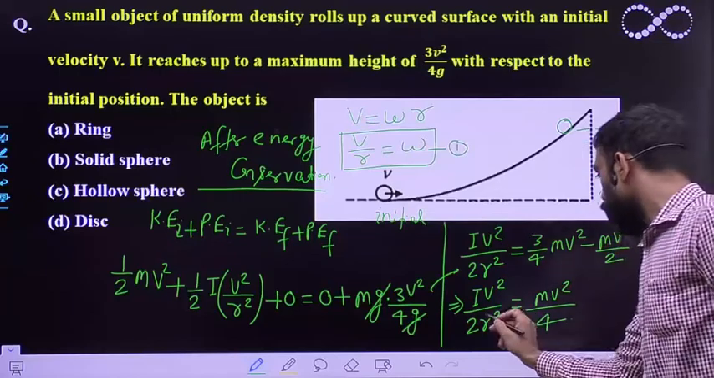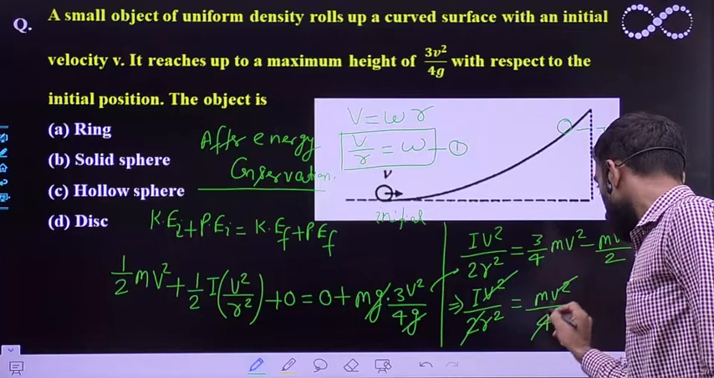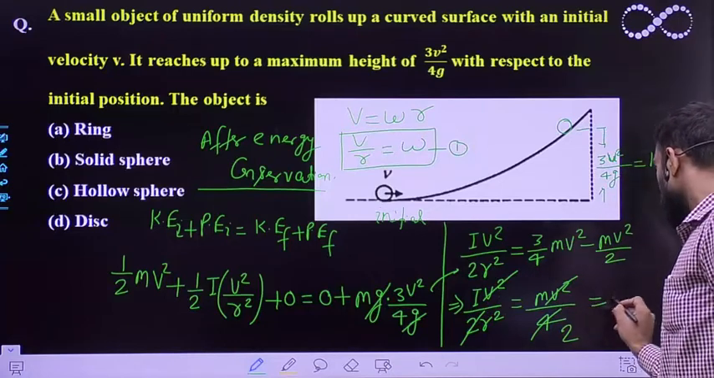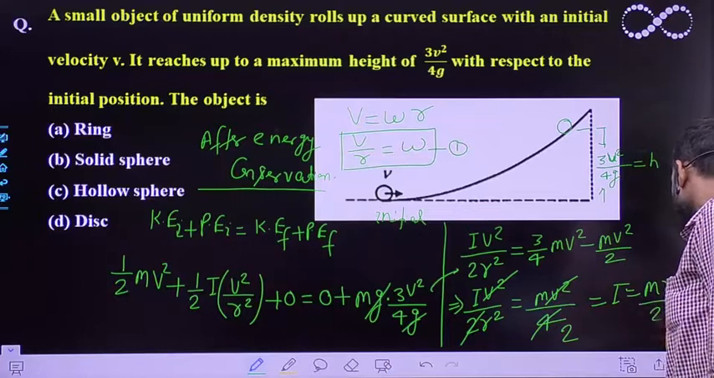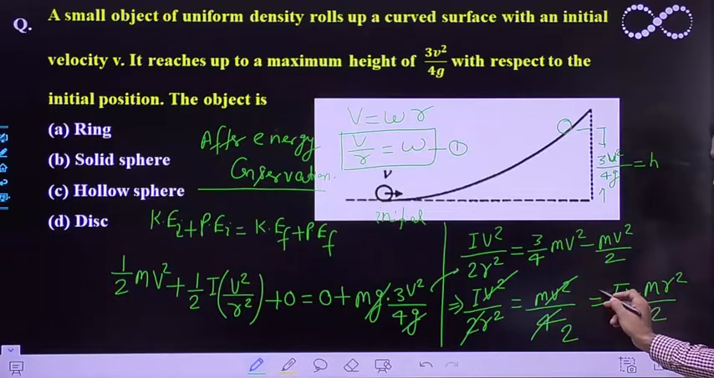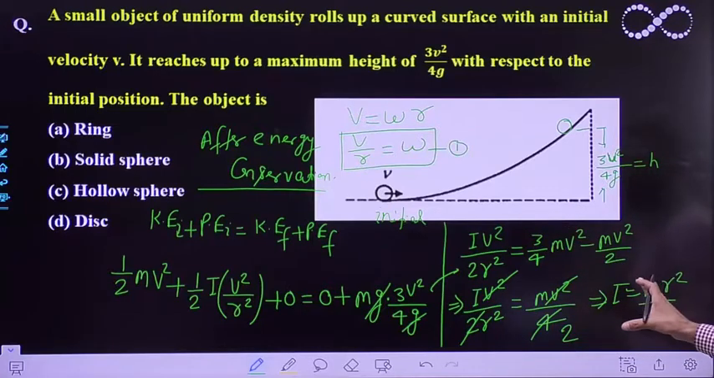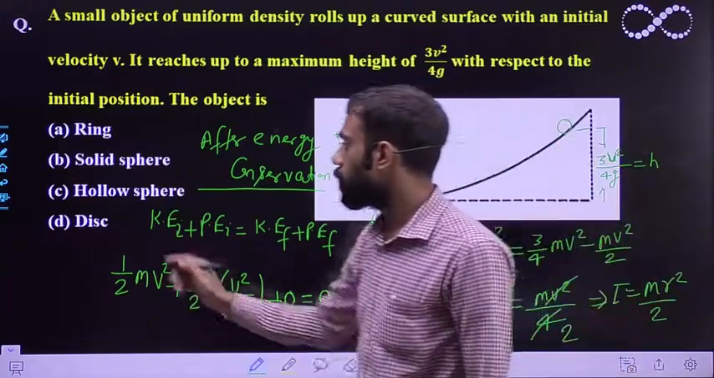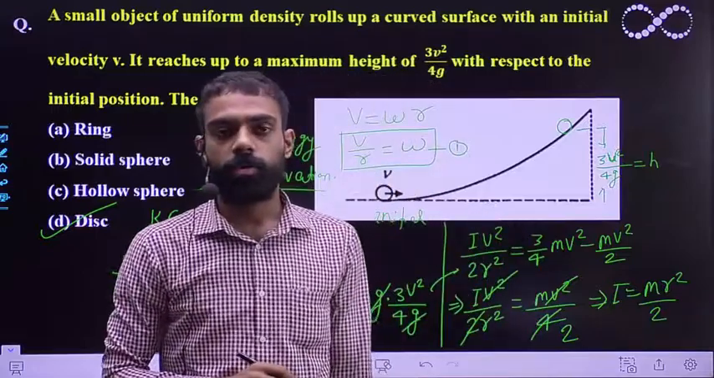Now this 2 will get cancelled out, and this v square will get cancelled out, and here you will get I is equal to m r square upon 2. So here you are getting the moment of inertia equal to m r square upon 2. You already know that this is the moment of inertia for the disk. So the answer will be D, disk. Okay students, I hope you understood this question.